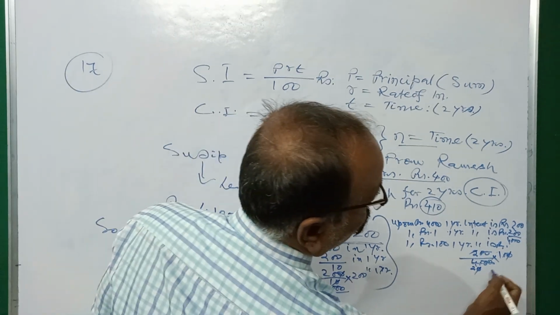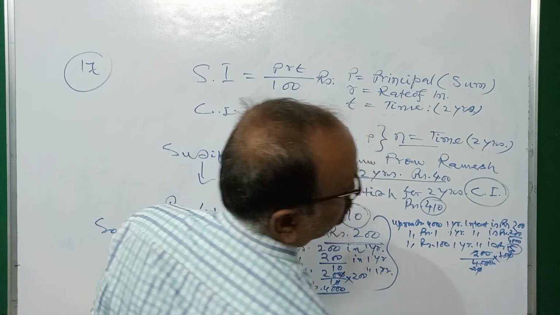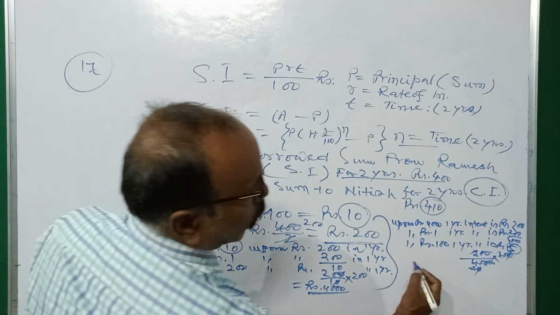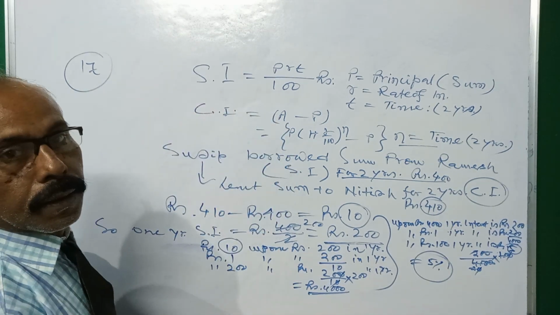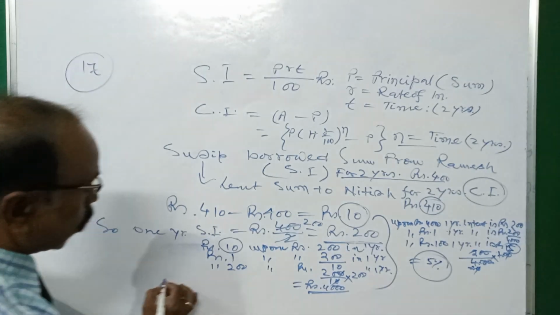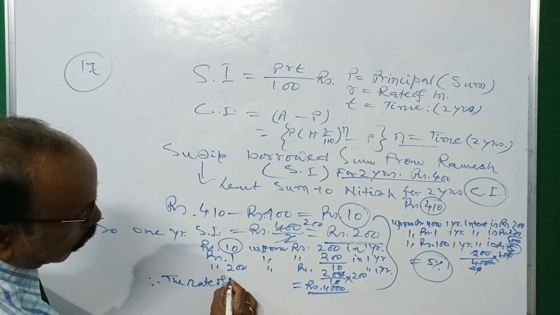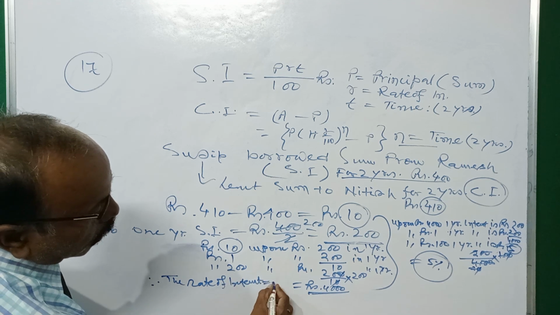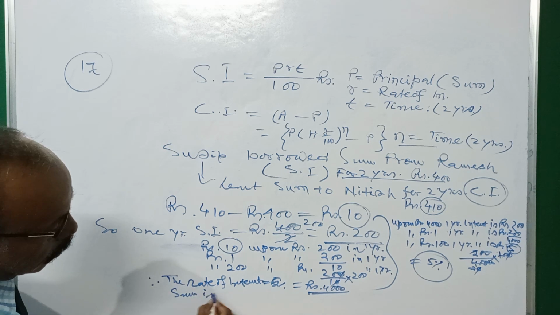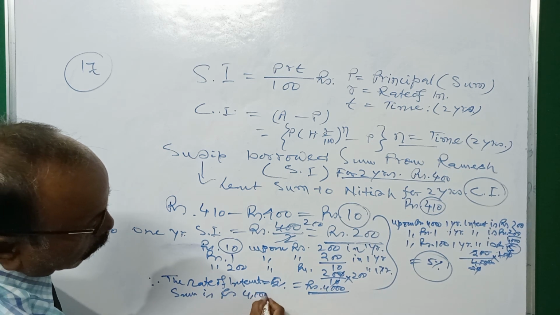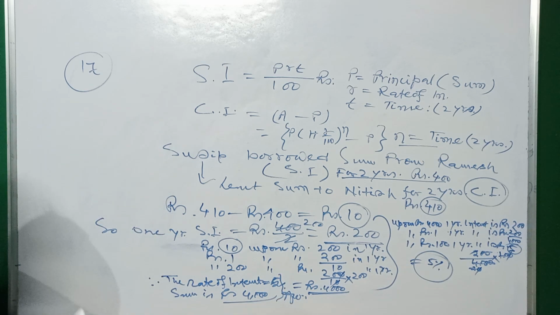Now the zeros will be crossed. 2 5s are 10. 5%. My dear students, you see, it is equal to 5%. This is the rate of interest. Am I clear? Therefore, the required rate of interest is equal to 5%. The sum is rupees 4000. This is the required answer of the given problem. Next.